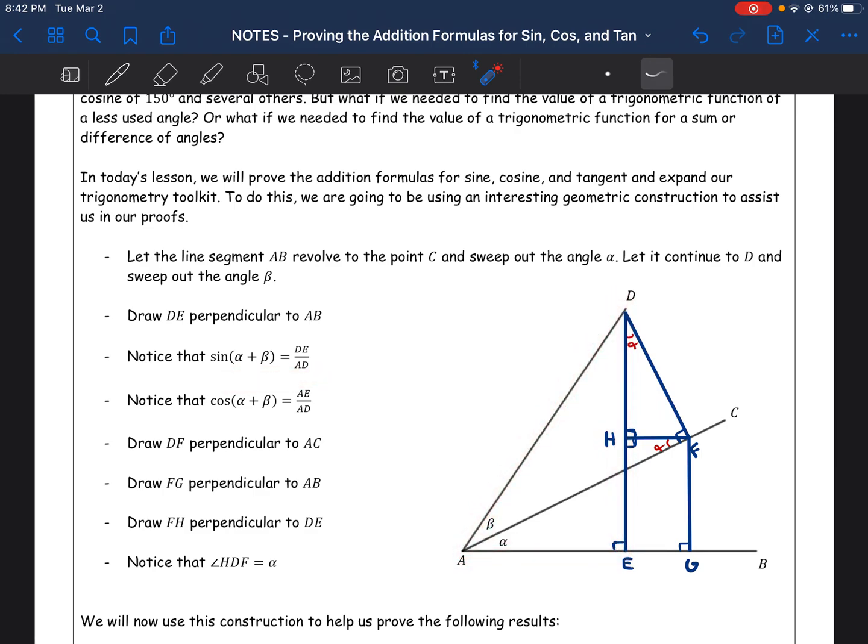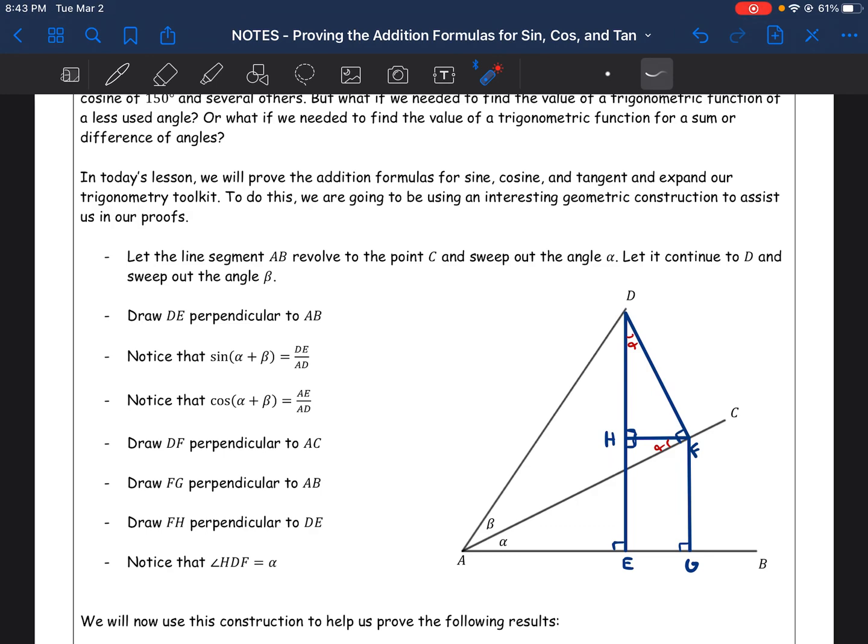Also notice that the cosine of alpha plus beta, and again, we're looking at this triangle right here, the cosine of alpha plus beta is AE over AD. That's using our SOHCAHTOA, our right triangle trigonometry from first semester. All right, next, let's continue with the construction. Let's draw segment DF to be perpendicular to AC. So here's AC, here's point D. We draw segment DF to be perpendicular to AC.